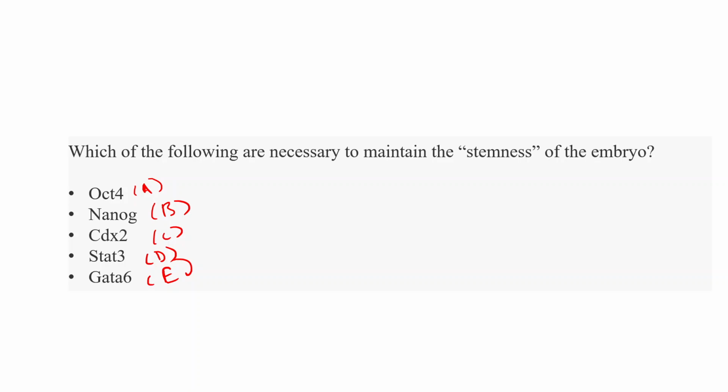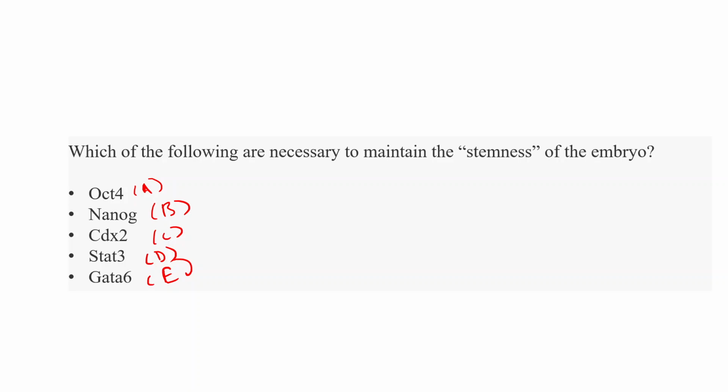Okay. Then Nanog, it is critical for self-renewal and maintaining the pluripotency, and it prevents the differentiation into specific lineages. And STAT3, it is involved in the LIF, which is leukemia inhibitory factor, signaling pathway, which supports self-renewal of embryonic cells, especially in mice.